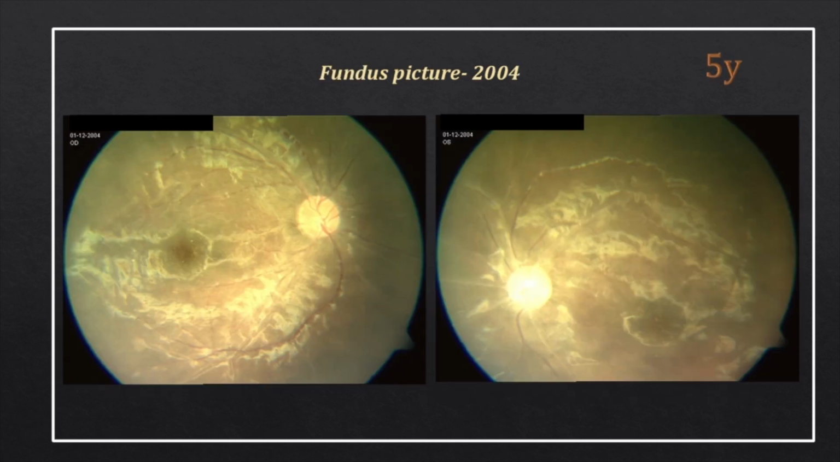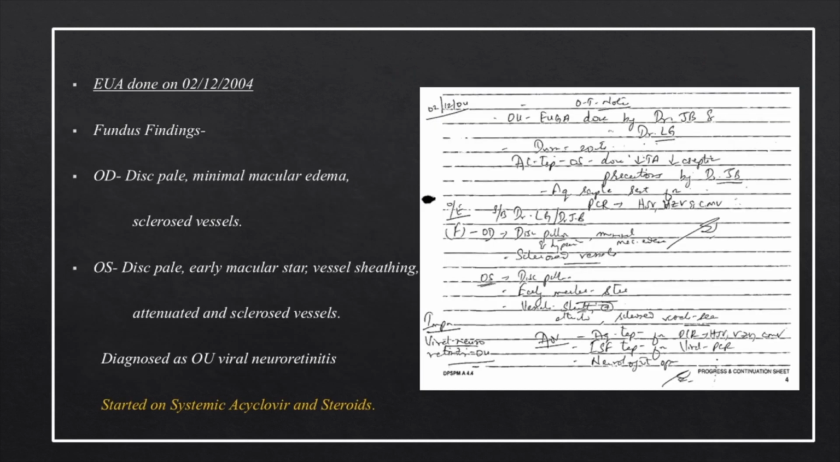So this is the fundus posterior pole picture in 2004 of the boy when he was 5 years of age. This picture shows the glistening reflex that you can see in the normal pediatric age group. Both eyes show disc pallor, left more than the right. We can also see some sheathing of the vessels in both eyes, some sclerosing of the vessels in both eyes, and also some macular pigmentation, yellowish deposits in the macula. So the EUA was done and the same findings were documented.